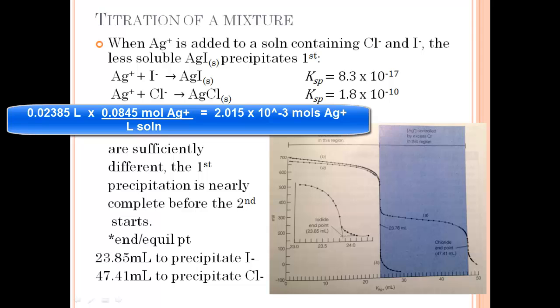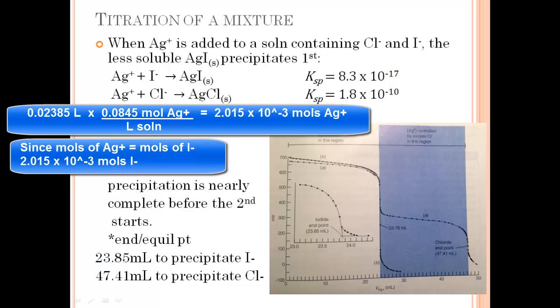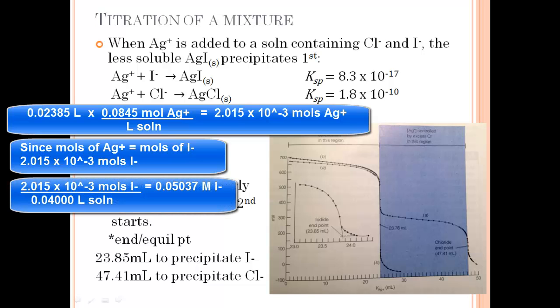Now, the molarity of the iodide in that unknown solution would be the number of moles divided by the volume that the solution had. So it was 40 mL. So you take 2.015 times 10 to the negative 3 moles divided by 0.04000, and that'll give you the molarity of the iodide. How do we figure out the concentration of the other halide, the chloride? We know the second endpoint. The second endpoint is 47.41. And we know how much Ag+ was required to react with the chloride, because it would be the difference between the two endpoints.